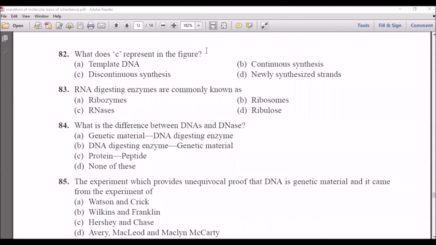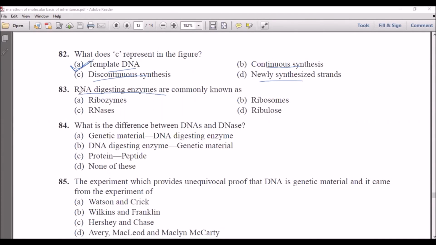Next question is, what is indicated by C? Template DNA, continuous synthesis, discontinuous synthesis, or newly synthesized strand? We know that C represents the template DNA.